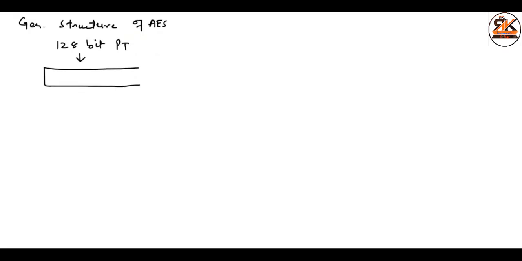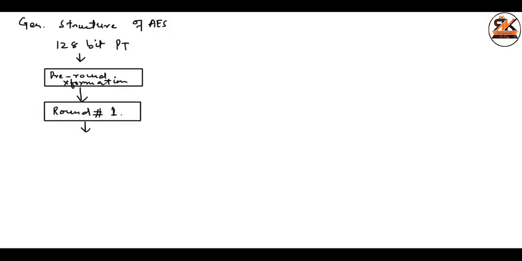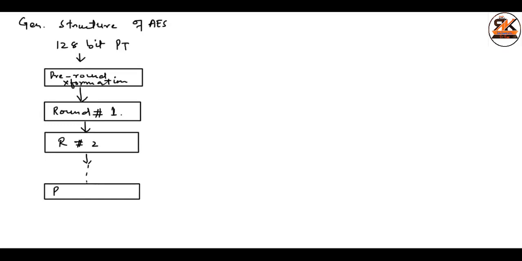The general structure for AES is, first we have 128 bits of plain text, and this plain text is given to the first transformation, which is known as the pre-round transformation. After this, the intermediate ciphertext is given to round one, then the output of round one is given to round two, and so on. We go up to the nth round, round number NR.